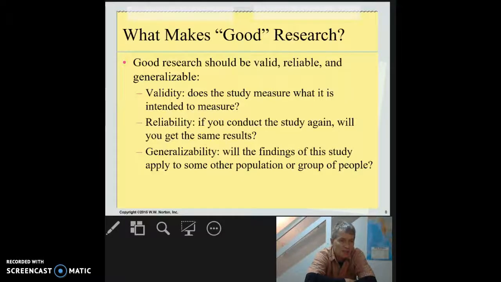And then the last thing is generalizability. Will the findings of this study apply to some other population or group of people? And this is really more in relationship to how you drew the study. What's the population? Did you use random sampling? Is it a probability or a non-probability study? These are all important things. So it's important when we conduct a study that the results mean something to other people, even if they weren't involved in the study. As such, we look at validity, we look at reliability, and we look at generalizability. If you don't have all three of those, then your study is going to be somewhat questionable.